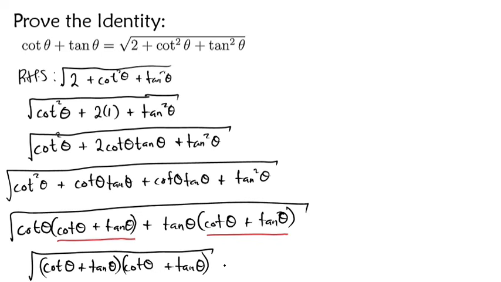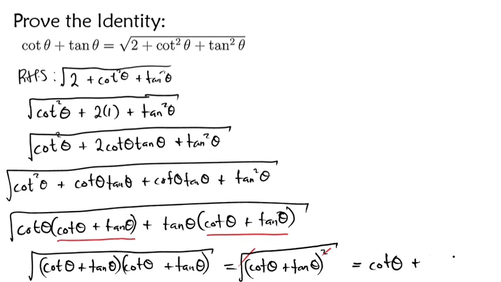Now these two are the same. So this is as good as saying, since they are the same, I'll say cot theta plus tan theta squared, because they're the same. So in our final expression, the square root cancels the square, and the only thing we remain with is cot plus tan. And clearly, this is what we have on the left hand side. So it's proven.